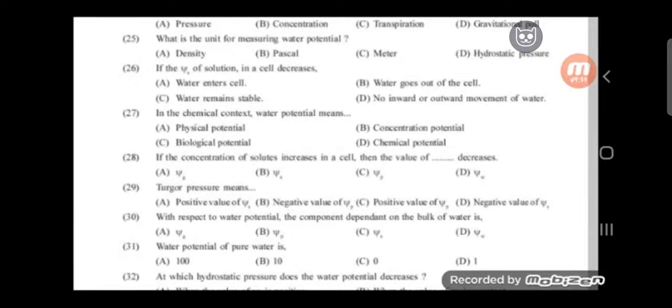In the chemical context, what does water potential mean? Does it mean physical potential, concentrational potential, biological potential, or chemical potential? Of these four, water potential means what? They have asked you in question number 27, so you have to answer. Let us see what the answer will be. First you try to answer.